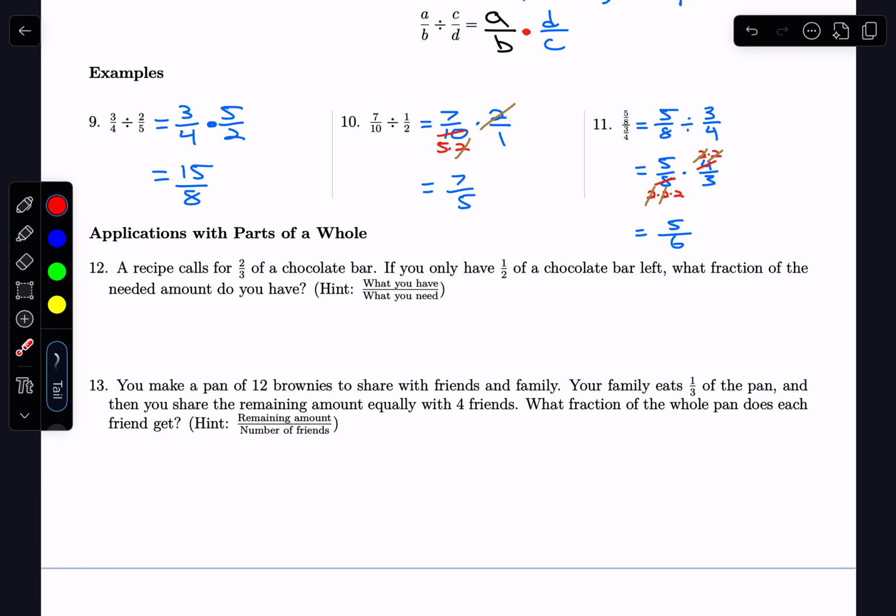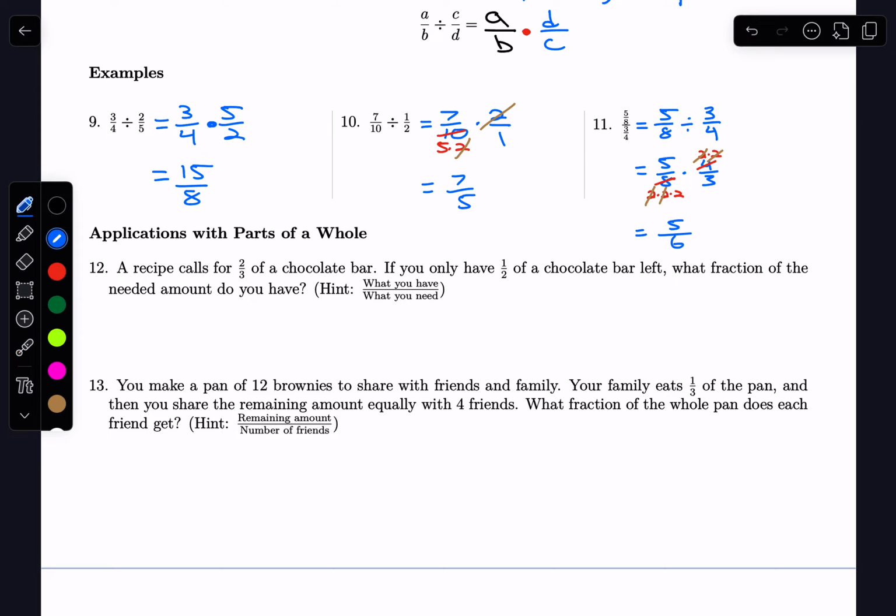Number 12 says a recipe calls for 2/3 of a chocolate bar. If you only have 1/2 of a chocolate bar left, what fraction of the needed amount do you have? And then I have a hint there, what you have divided by what you need. So when you're trying to figure out what fraction of the needed amount do you have, this means to divide what you have by what you need.